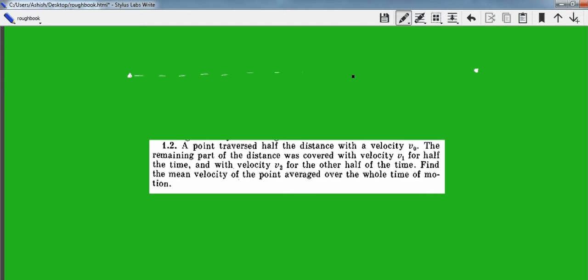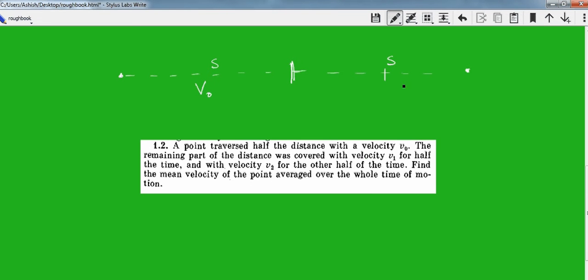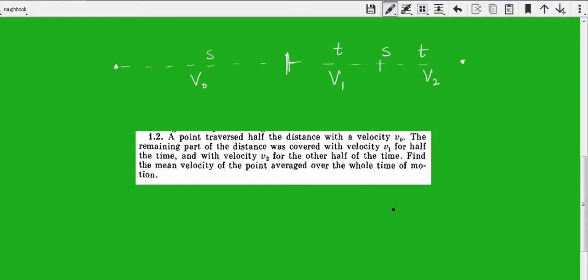So let us tackle the first v0 problem. It says that half of this distance, suppose the first half is s, the second half is also s, was covered with velocity v0, and the other half was covered with half the time with velocity v1 and the other half of the time with velocity v2. So suppose there are two time intervals here, t and t, this one was covered with v1 and this was covered with v2.